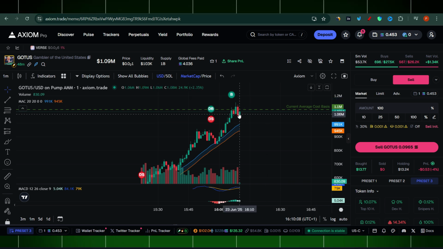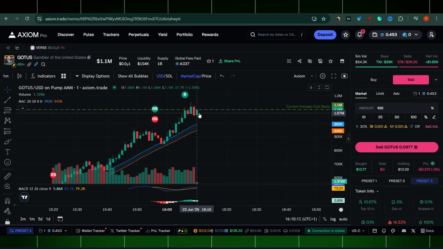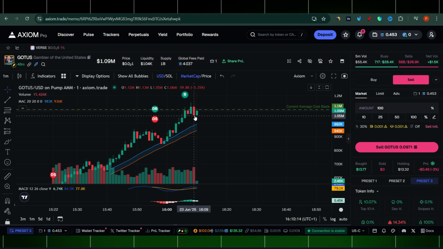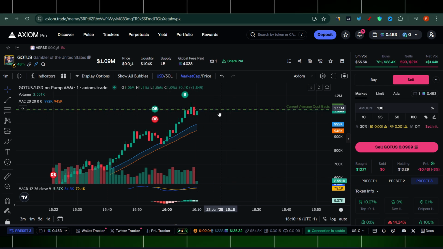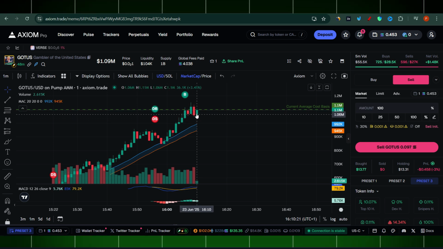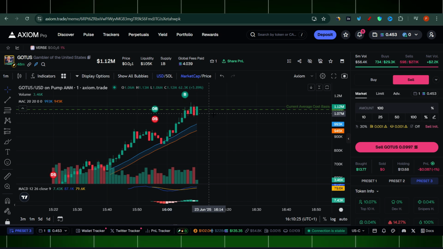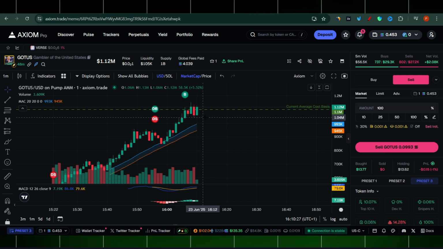If I, for example, hadn't bought here and I saw this green candle going up right now, I would probably decide to buy here on this bottom, because it looks like we are creating a very nice support for this coin. I'm not sure if it's going to hold, but it looks like some sort of support is being created here.